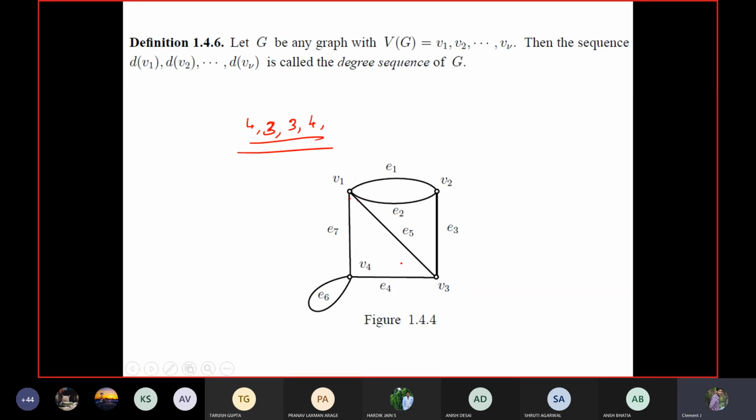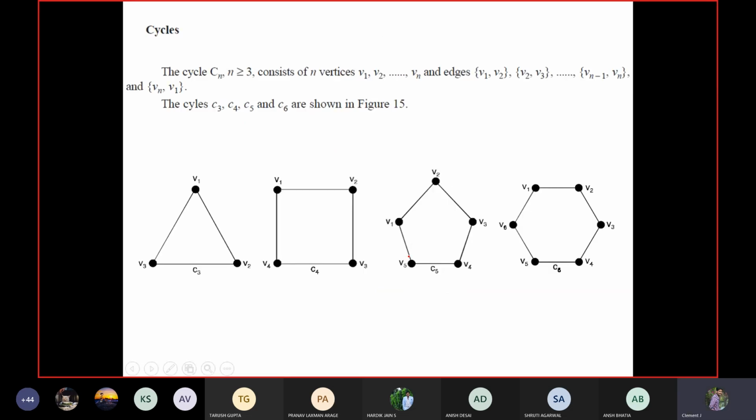So next, cycles. A cycle is very simple. It's like a wheel. Here it's not a wheel. A cycle means you can start at one point and end at the same point. That graph is called a cycle. For example, you can consider one graph like this. I can simply say V1, V2, V3, V4. Can anyone try to guess how many cycles are there?